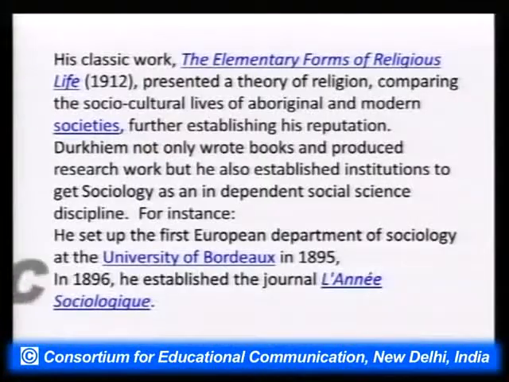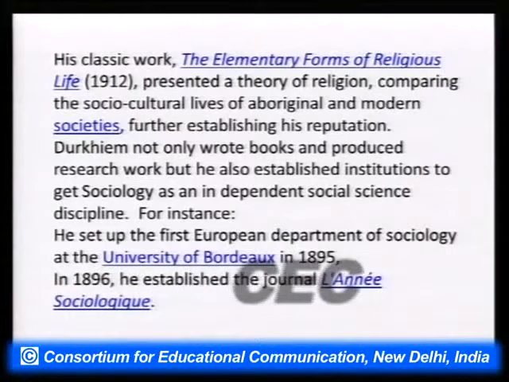is The Elementary Forms of Religious Life, published in 1912, in which he presented the theory of religion, comparing the socio-cultural lives of Aboriginal and modern societies. Further, he established his reputation, and Durkheim not only wrote books to establish sociology as an independent social science, but he also established institutions. We will go back and see what he established as an independent discipline.